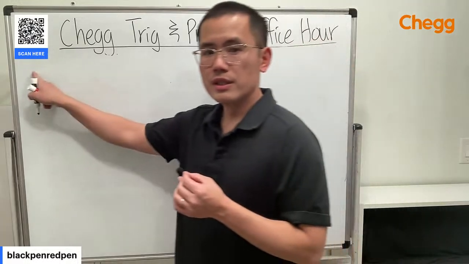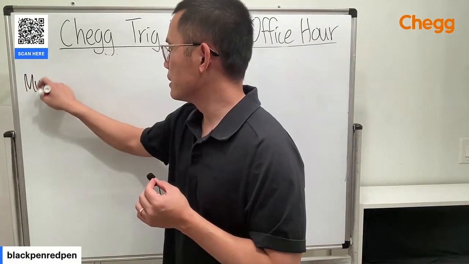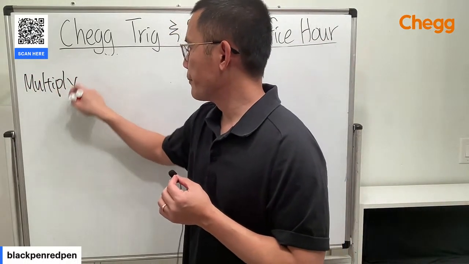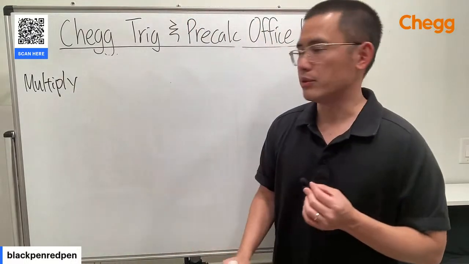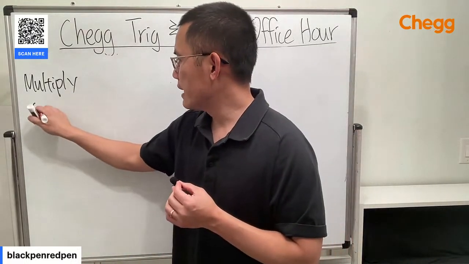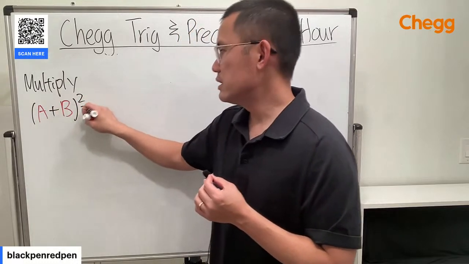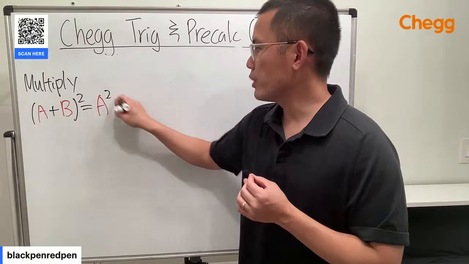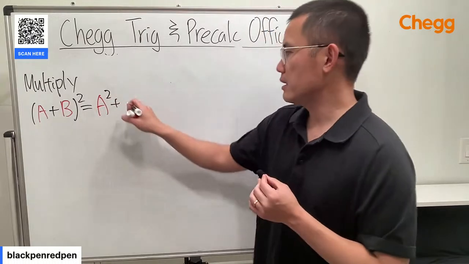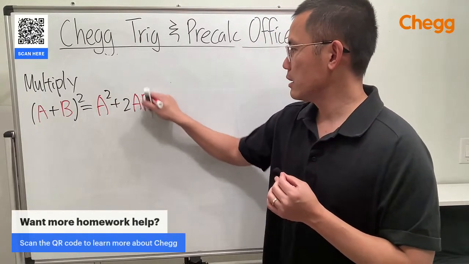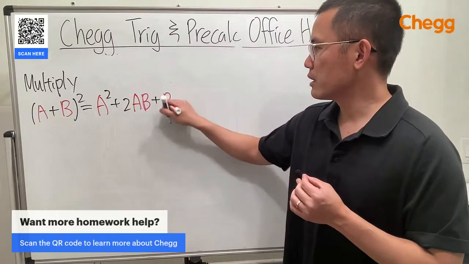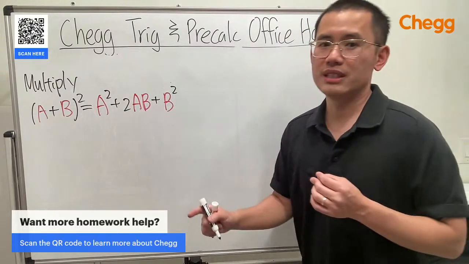Let's do this. If you want to multiply polynomials, here are the formulas that you really have to know. If you have, let's say, (a plus b) squared, this is the formula that you have to know: a squared plus 2ab, and then plus b squared. You have to know this.